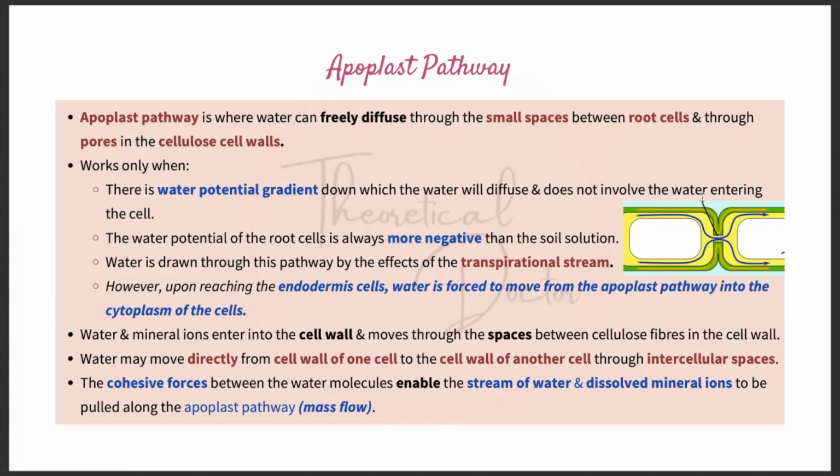Water may move directly from the cell wall of one cell, which is over here, to the cell wall of another cell over here through the intercellular spaces. This is the intercellular spaces, this one. So from the cell wall of one cell to the next through the intercellular spaces. The cohesive forces between the water molecules enable the stream of water and dissolved mineral ions to be pulled along the apoplast pathway through mass flow.